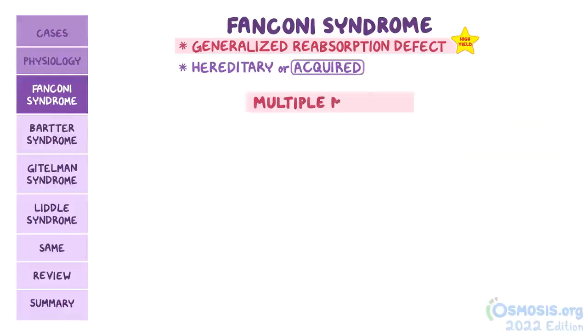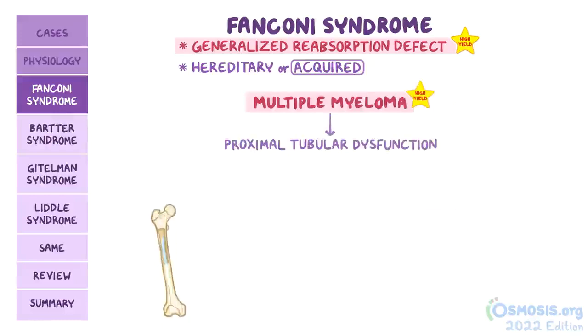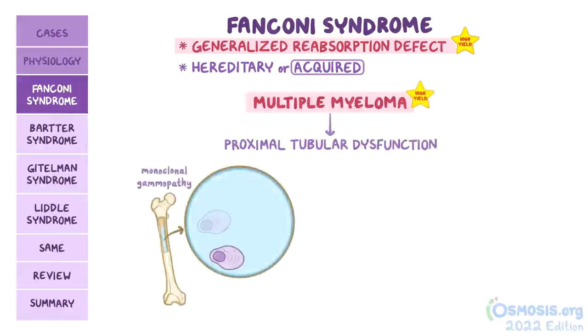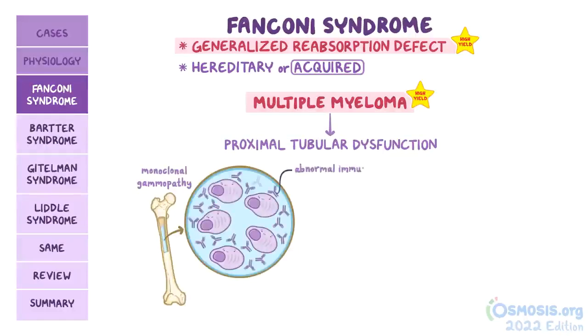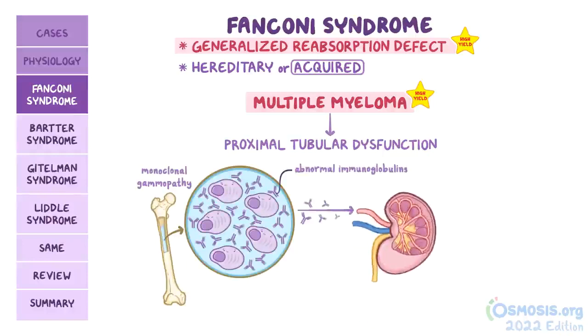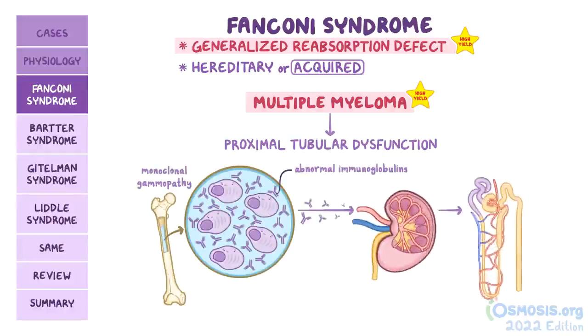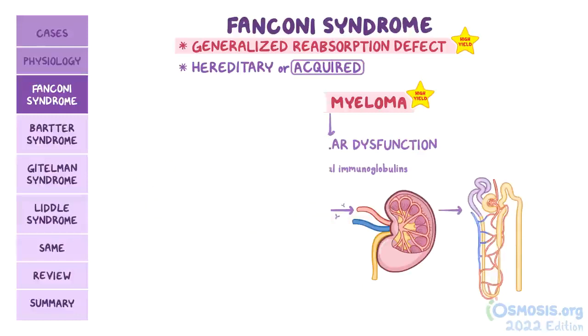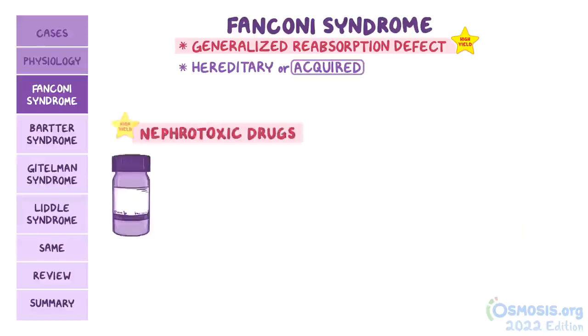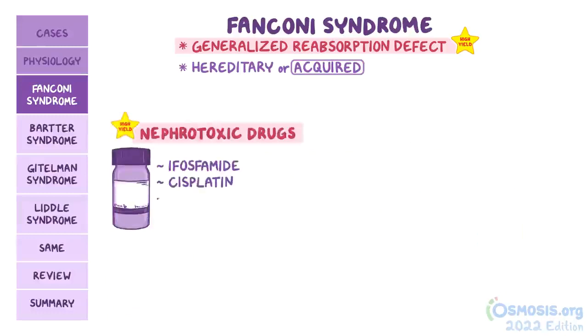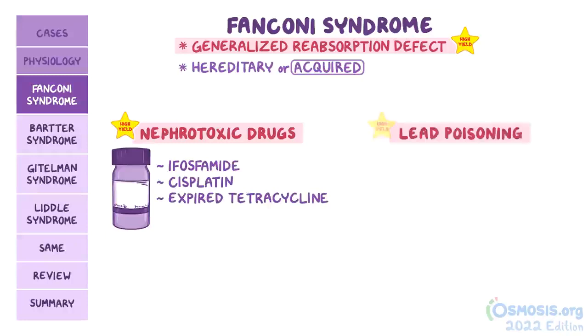Another condition is multiple myeloma, which can cause proximal tubular dysfunction. Now, multiple myeloma is a monoclonal gammopathy, where there's a proliferation of plasma cells in the bone marrow. These plasma cells secrete many abnormal immunoglobulins, which are then filtered in the kidneys and are pretty toxic for the proximal tubule, and as a result, this can lead to Fanconi syndrome. Then there are nephrotoxic drugs, like ifosfamide, cisplatin, or expired tetracycline, and heavy metal exposure, like lead poisoning, that can damage the proximal convoluted tubule.